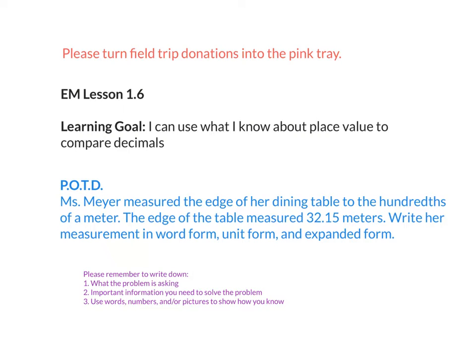Okay, today we're doing EM, Eureka Math, Module 1, Lesson 6. Your learning goal today, by the end of math today, you should be able to use everything you know about place value to help you compare decimals, to tell which decimal is greater than, or less than, or equal to another decimal. Okay, but first let's talk about the problem of the day.